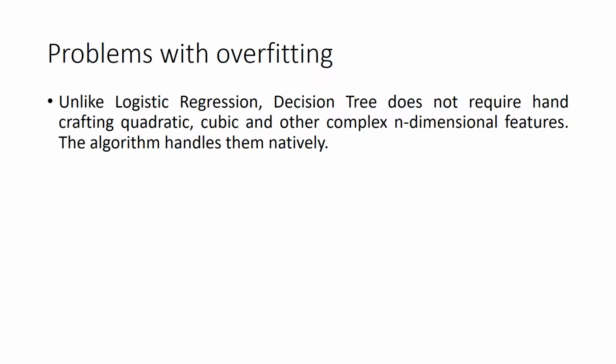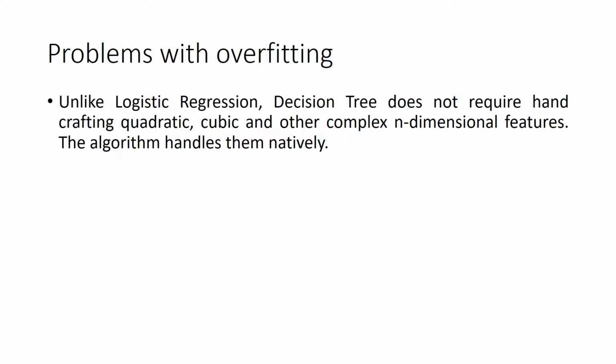So let's see why it's such a big problem here. We have already seen why it is a big problem, but if you compare decision trees with logistic regression, now we have only talked about decision trees, so if you don't understand logistic regression, you can skip this particular statement. But if you know about logistic regression, you know that sometimes you need to handcraft quadratic, cubic, and other complex features, because all you have is a feature having some coefficient.